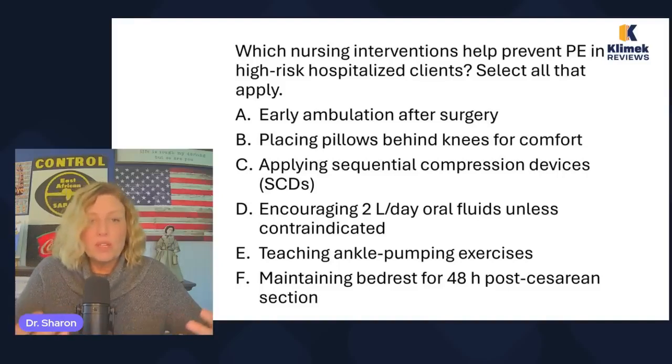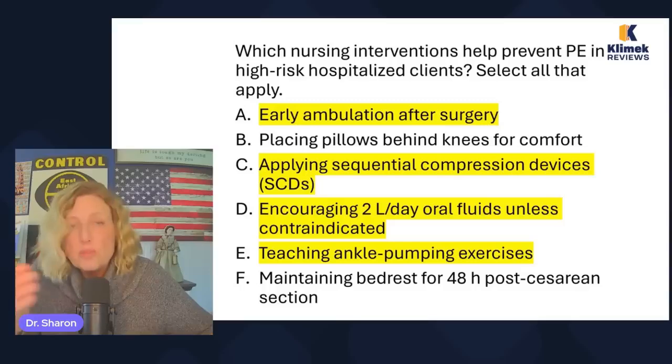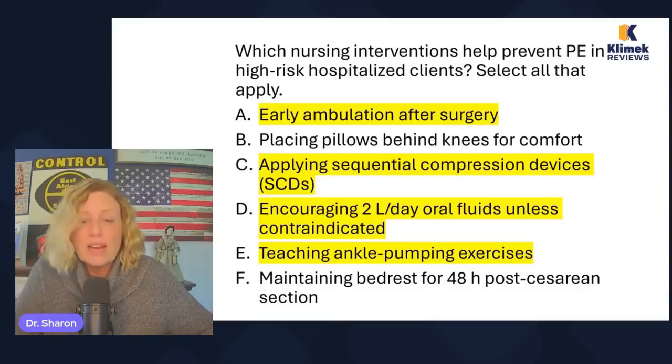And then should we put pillows behind the knees for comfort? Actually, no, because it compresses the vessels. And when the vessel's compressed, it slows blood flow, and they can throw a clot in that area. So that's not good to do.